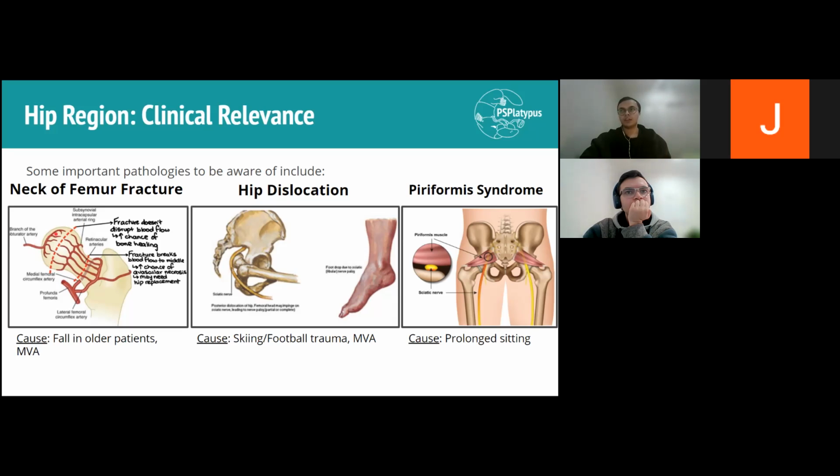And so this part over here is going to have blood flow from this artery, and this part over here will have blood flow from this artery. And therefore, there's a high chance of the bone healing. And so that femur fracture is going to heal relatively well.